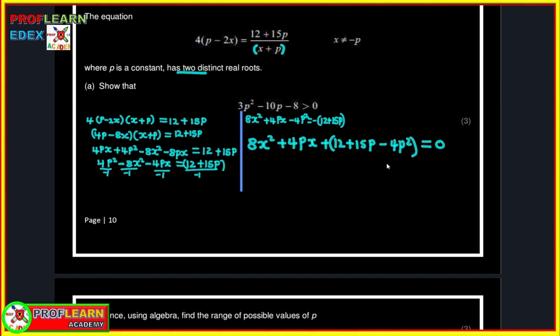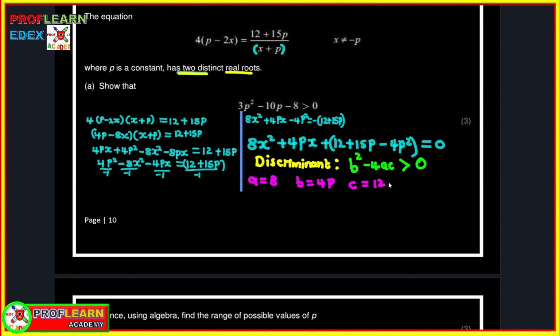Now this is a constant because 12 is a constant, p is also a constant, so all of these three terms that I've put in brackets are constants. They are going to represent c in the quadratic that we have here. Our quadratic is 8x squared plus 4px, where 4p is the value of b, and 12 plus 15p minus 4p squared is the value of c. So we can find the discriminant. Discriminant, remember, is b squared minus 4ac. But since we are told two distinct real roots, we shall say discriminant is greater than 0. So our a is 8, our b is 4p, and our c is 12 plus 15p minus 4p squared as one term.